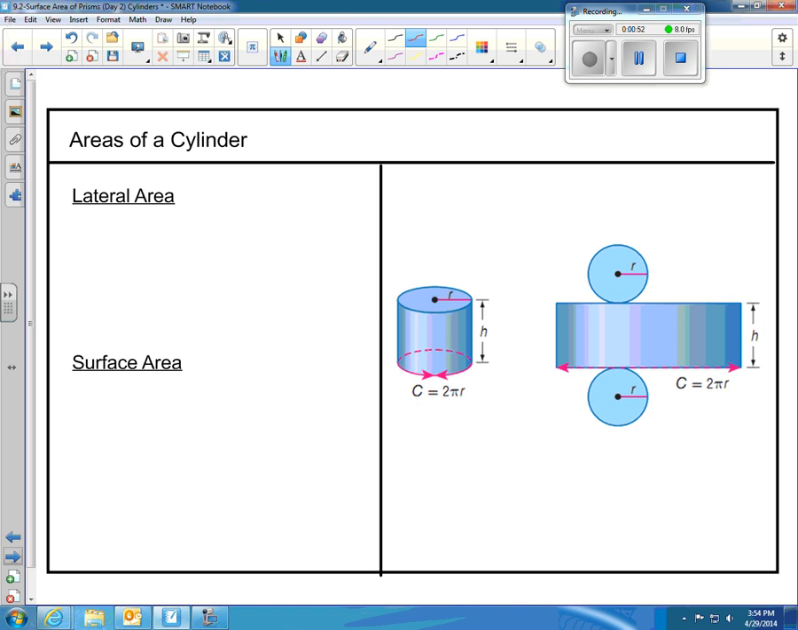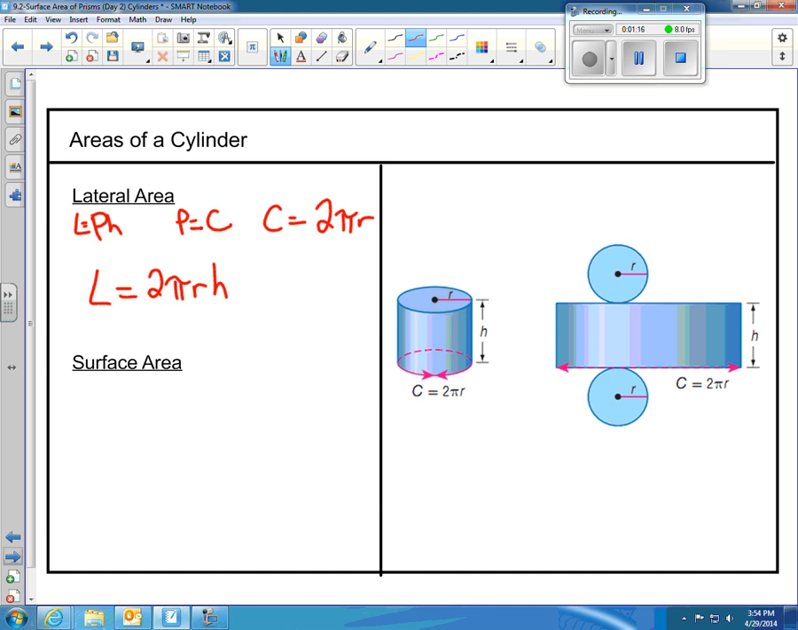A lateral area, again, is just our perimeter times height. But in a circle, the perimeter is the circumference. What's the circumference formula? 2 pi r. So our lateral is our perimeter, or 2 pi r times our height.